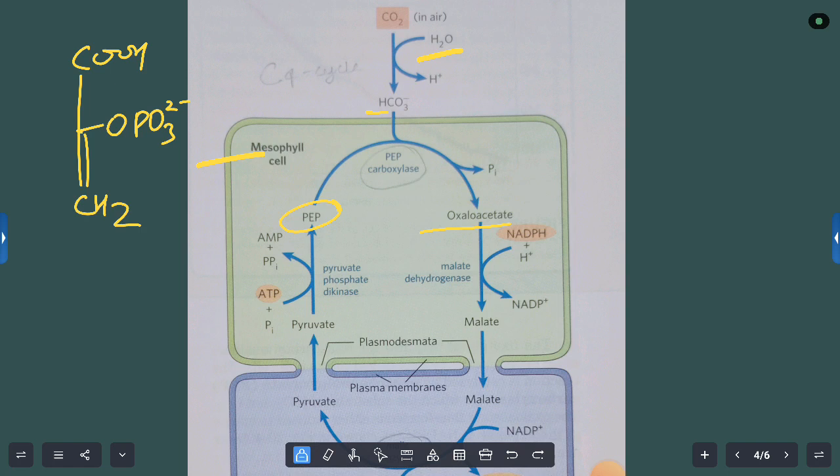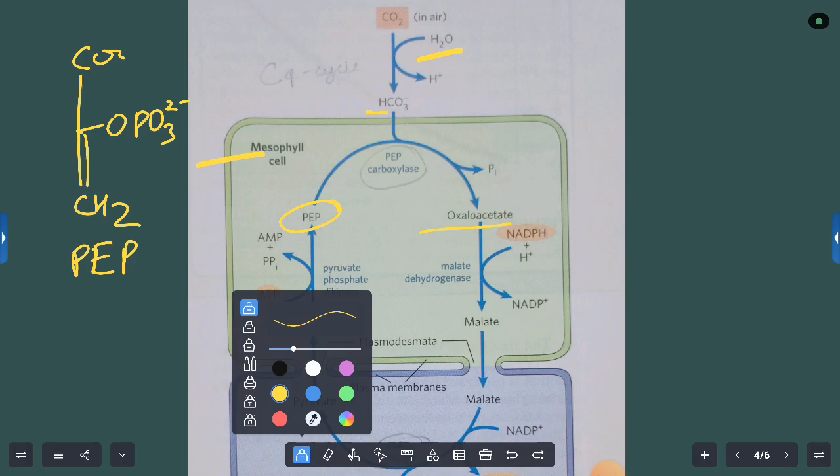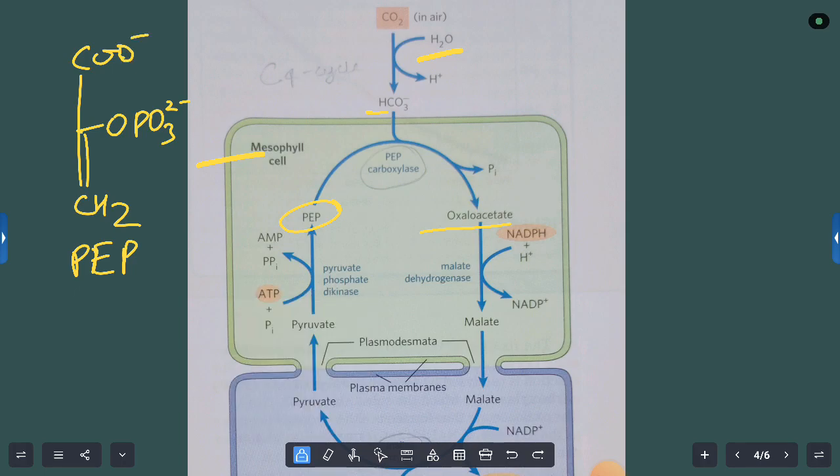This is phosphoenol pyruvate. This bicarbonate is added in a reaction catalyzed by phosphoenol pyruvate carboxylase. Here, it is catalyzed by this enzyme, not by Rubisco. This phosphoenol pyruvate is converted into oxaloacetate. See, this is oxaloacetate.